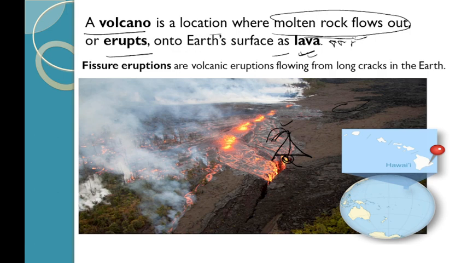A fissure eruption is a volcanic eruption flowing from a long crack in the earth's surface. If you find a long crack in the earth's surface, you will see this type of volcano erupt. This is called a fissure. A volcanic eruption flowing from a long crack is called a fissure eruption. You can see the fissure eruption locations.